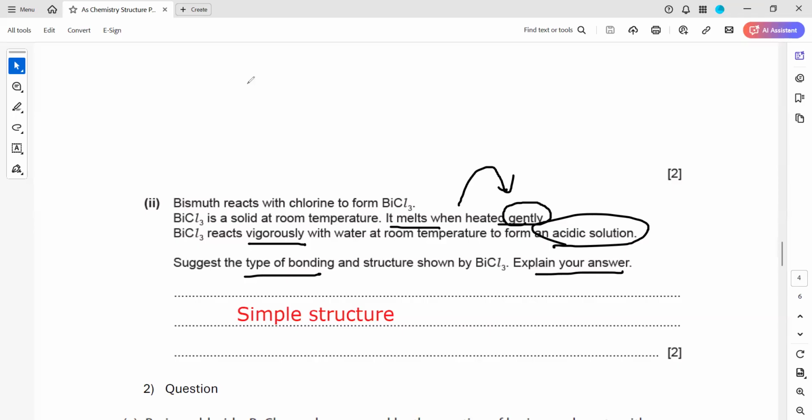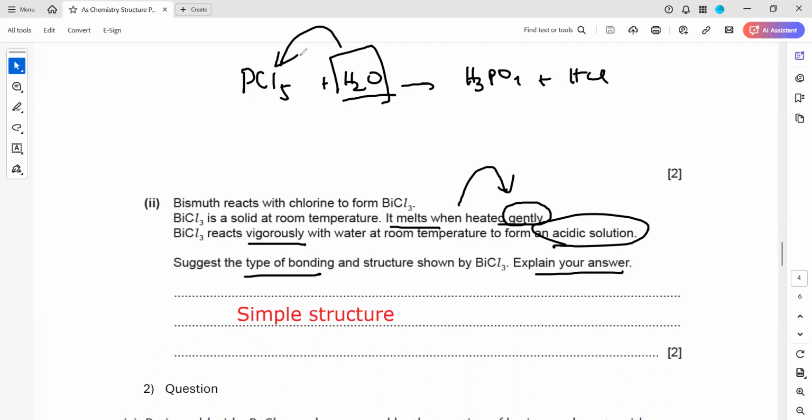When water is used, it's the same thing, if you remember, we did PCl5. When PCl5 was added to water, the products we were getting were H3PO4 and HCl. So this is called hydrolysis, when water is a reactant and breaks down the compound. What does this give an indication of? This gives an indication that this type of compound is a covalent compound.